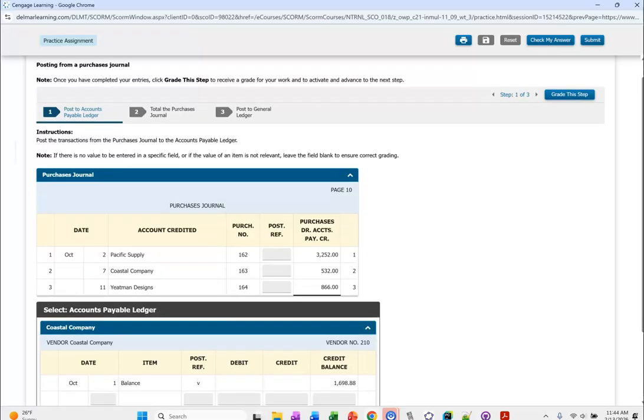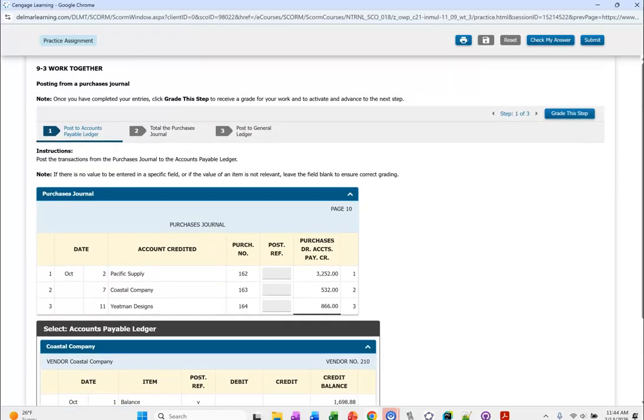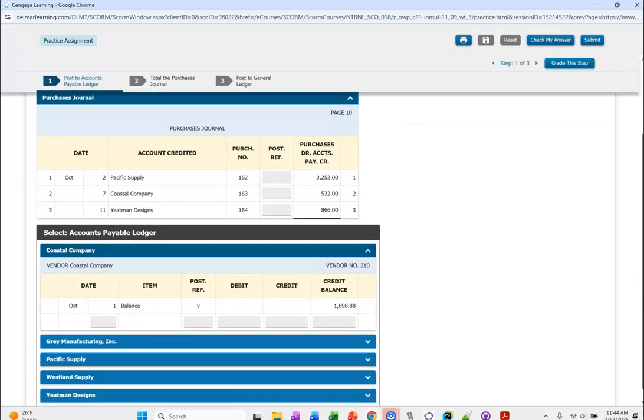So it says, once you've completed your entries, click grade this step to receive a grade for your work and activate and advance to the next step. There's 3 steps on this problem. The instructions say post the transactions from the purchase journal to the accounts payable ledger. If there is no value to be entered in a specific field, or if the value of the item is not relevant, leave the field blank to ensure correct grading.